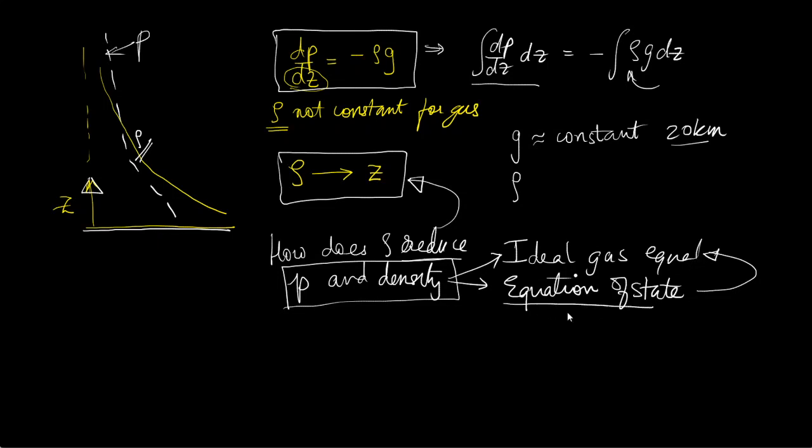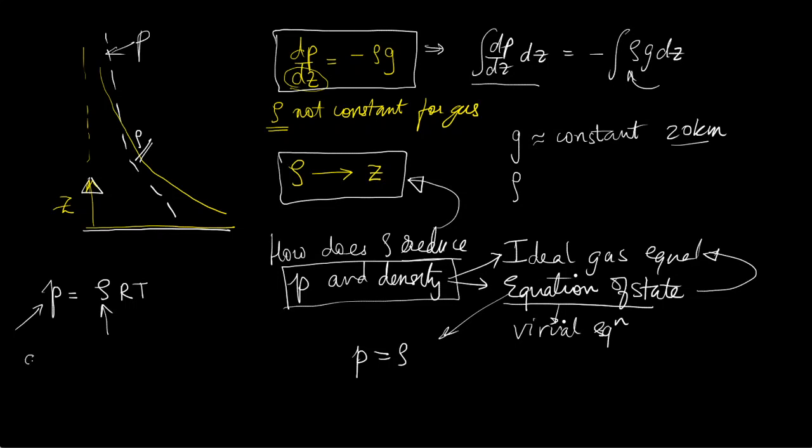So for the equation of state, you can have the virial expansion and all that. You can have any complicated equation of state. But essentially the equation of state gives us a way of relating pressure and density. And the ideal gas equation says P equal to rho RT. So as pressure reduces, density also reduces. Conversely, if density reduces, pressure also reduces.